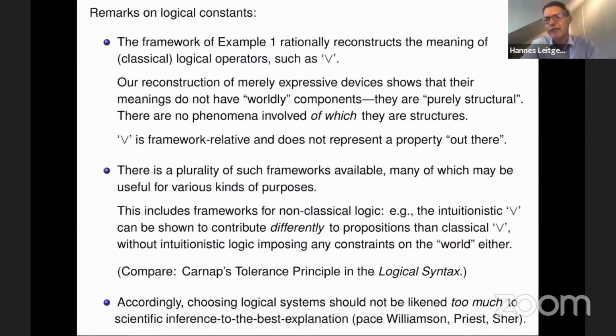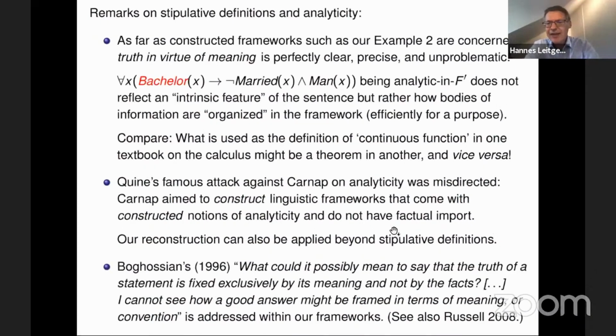This is nothing that you need in the frameworks in the way that I've constructed, because the logical symbols are merely expressive devices. In the other example, you get, I think, a notion of truth in virtue of meaning, but without metaphysical connotations. It's nothing that's made true in a truth maker or grounding sense or anything like that. Okay, it's a semantic notion of analyticity that you get.